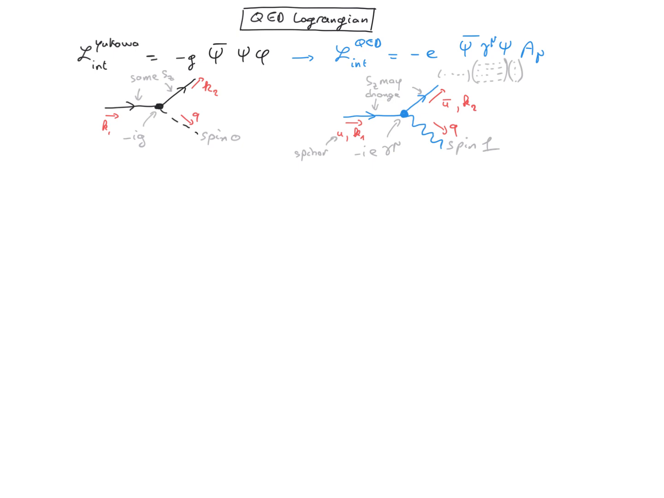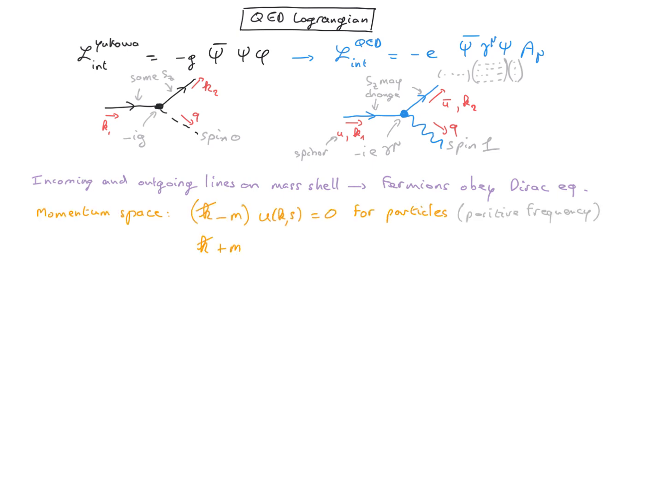The incoming and outgoing fermionic lines are on mass shell. And because we consider incoming and outgoing particles with a well-defined energy-momentum for vectors, it's easier to use the Dirac equation in momentum space. Positive frequency solutions, noted u, are for particles, and negative frequency solutions, noted v, are for antiparticles. In both cases, the spinors are functions of the 4-momentum k and the spin s.